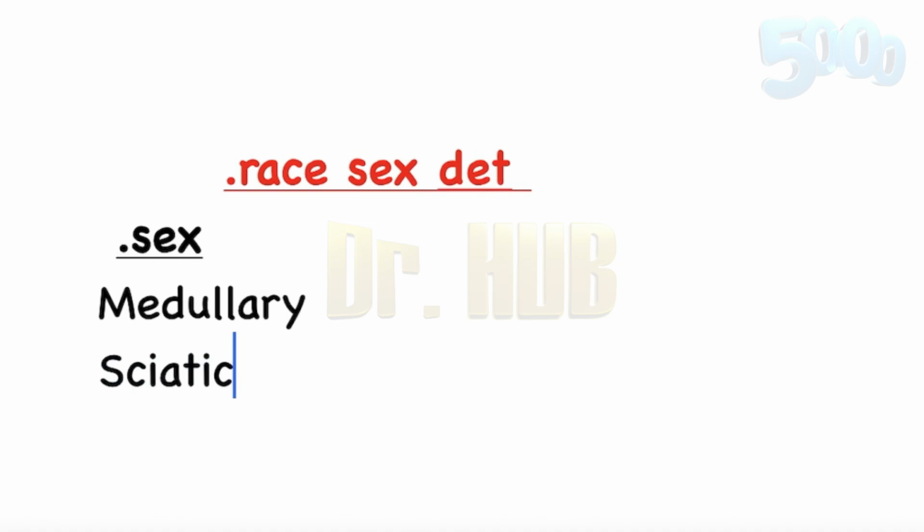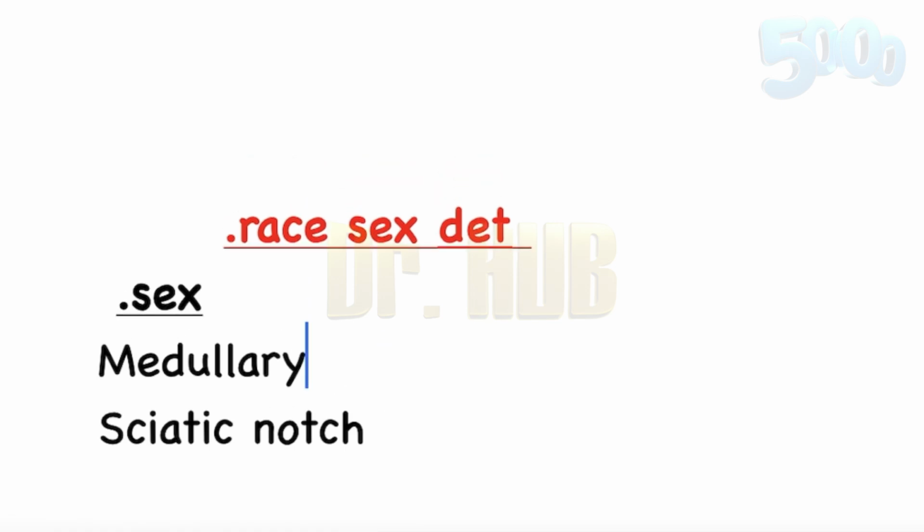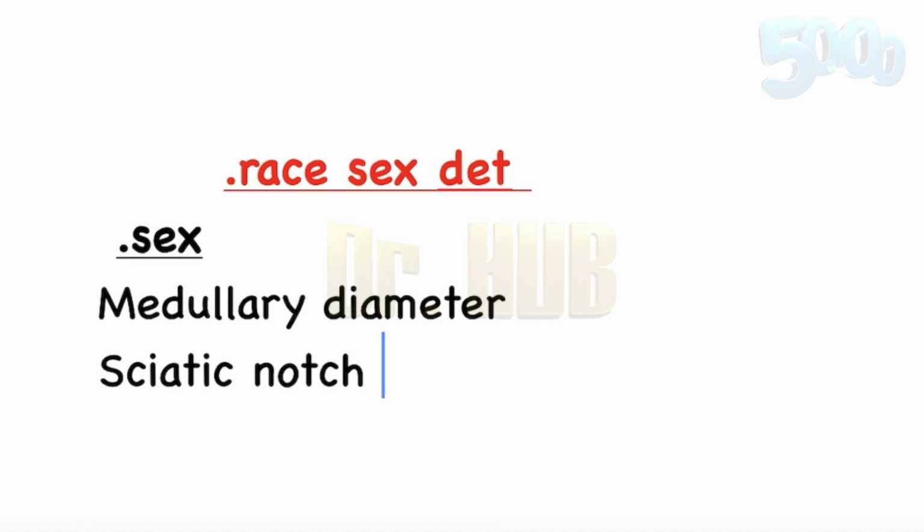Next we look at the sciatic notch. The sciatic notch index deals with the width of the notch by the depth of the notch. So the medullary index is concerned with the diameter, whereas the sciatic notch index is the width of the notch by the depth of the notch.